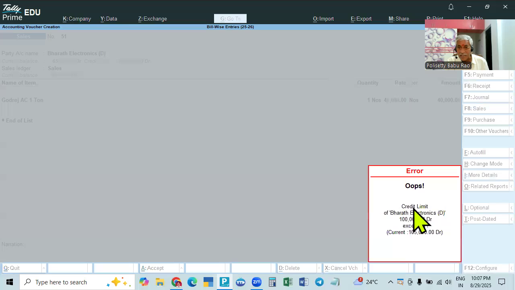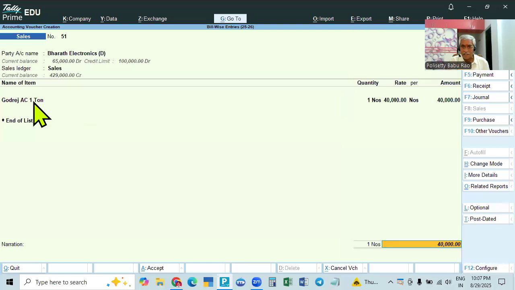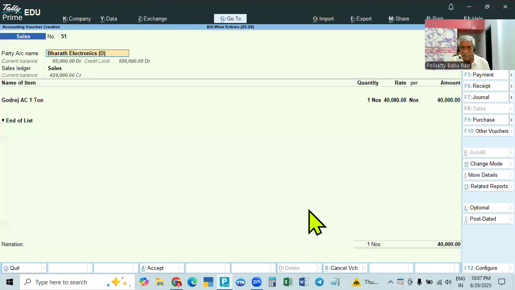Oops, error. The credit limit of Bharat Electronics is 1 lakh debit. You see here, 1 lakh debit is the limit. That is why it is showing 1 lakh debit is the limit. That limit is exceeded. The current balance is 1,05,000 debit, but the limit is 1 lakh debit. That's why it will not accept. If you enter that, it will not accept.